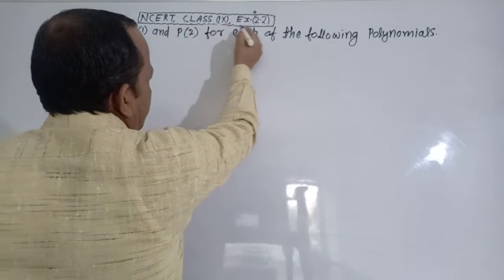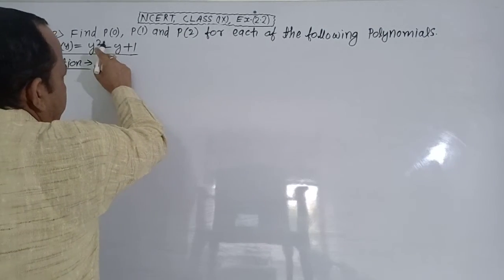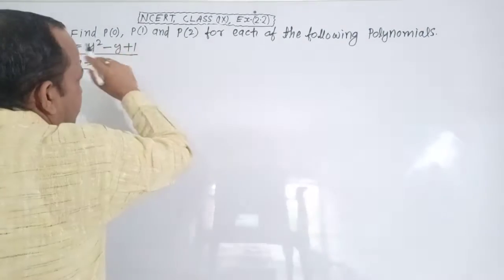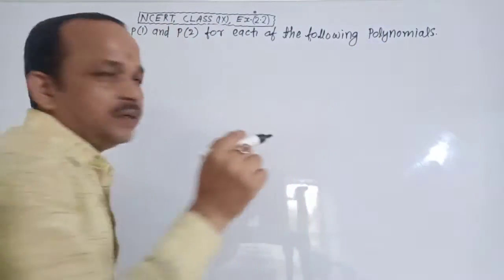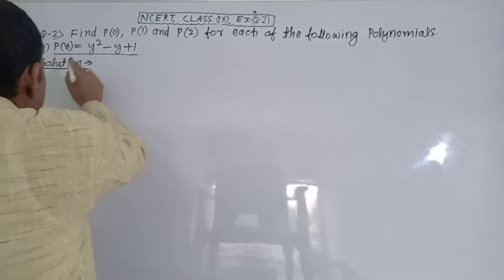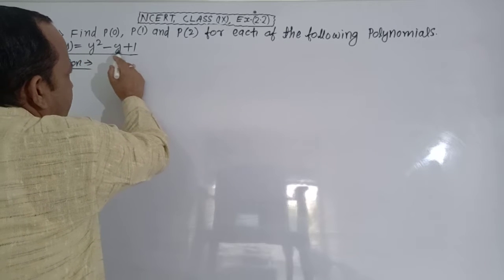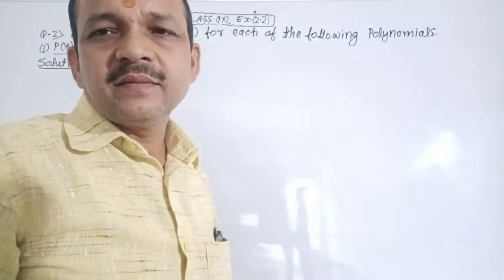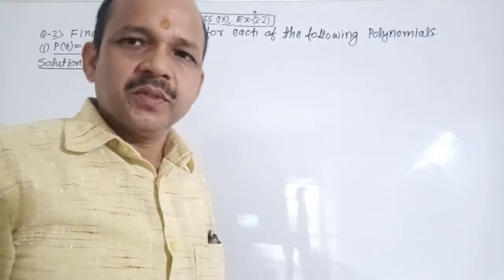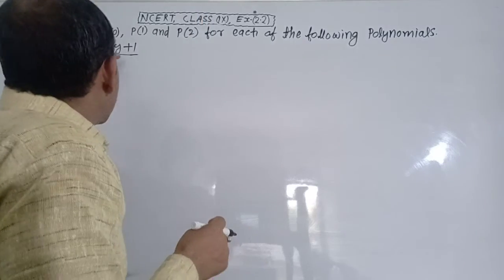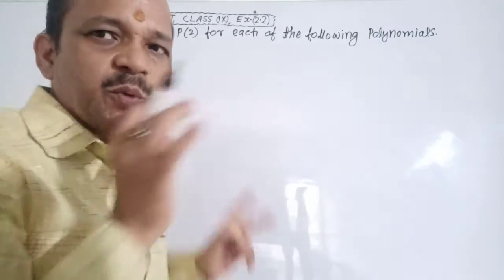NCERT class 9 exercise 2.2. Question 2. Find P(0), P(1) and P(2) for each of the following polynomials. First, P(y) equals y square minus y plus 1. It is the given polynomial. Firstly, you put the value of y equal to 0 in the given polynomial.